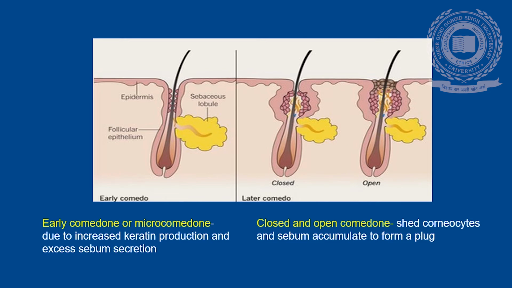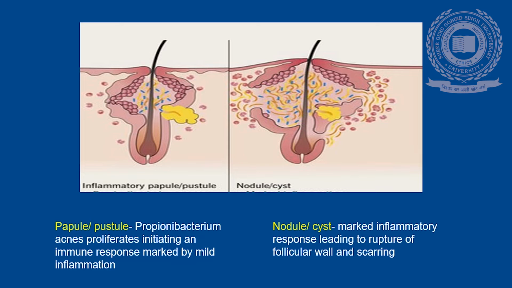The third stage is the papule or the pustule formation, in which the bacteria proliferates and initiates an immune response which is marked by mild inflammation. Subsequently, the last stage of acne is also known as the nodular or the cystic stage, which is marked by excessive inflammatory response that leads to the rupture of the wall and eventually scarring.